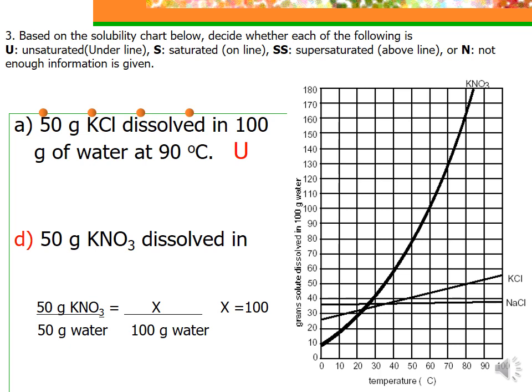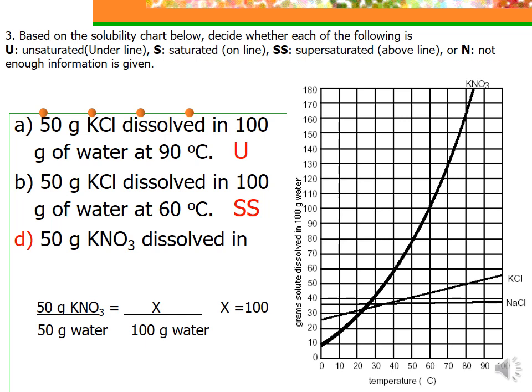So, if I have 50 grams dissolved at 90 degrees, we can hold more than 50. So obviously our point is below. That makes it U, or unsaturated. B, we have 50 grams of KCl in 100 grams at 60 degrees. So at 60 degrees, my KCl, notice that 50 is above the line. So that would be supersaturated. That's why we put an SS.